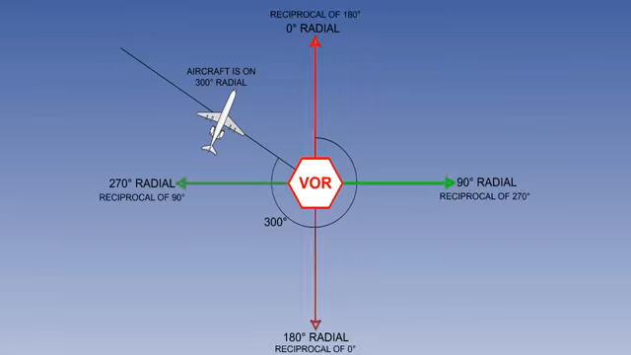The second thing to grasp is that every radial has a reciprocal radial. That is, the opposite direction. The reciprocal of the 180 radial is the 360 radial. The reciprocal of the 270 radial is 090, etc.